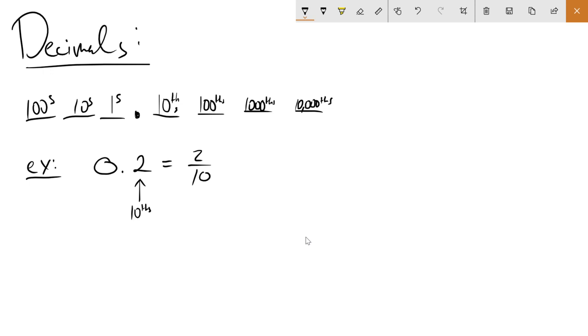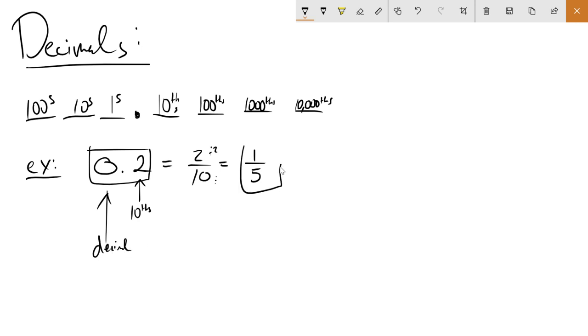Now that one actually is reducible, right? So in this one, those are both divisible by 2. So that would become what? 1/5, right? So every number has at least 2 ways to represent it. You have the decimal form, and then you have the fraction form. So they're just 2 different ways to represent the same quantity, right? True? Everybody okay with that?